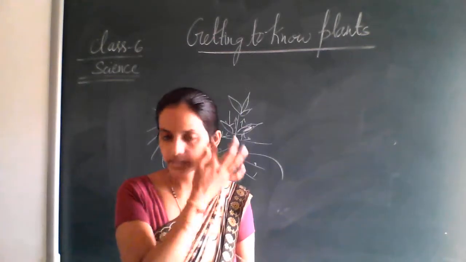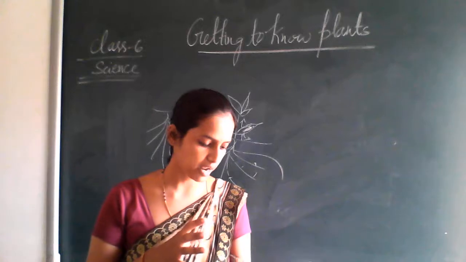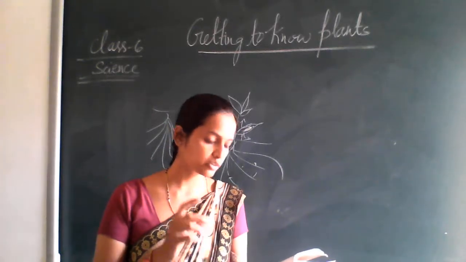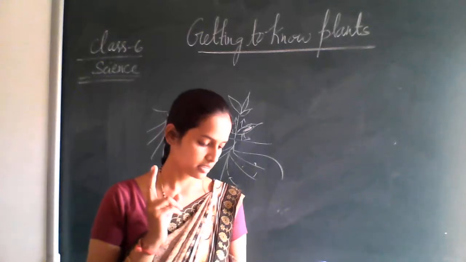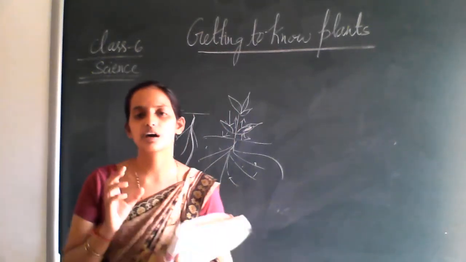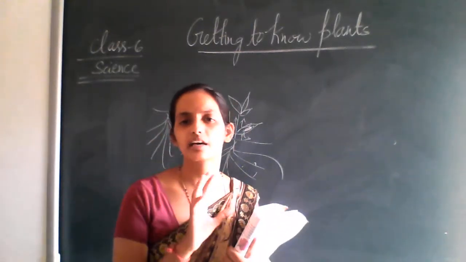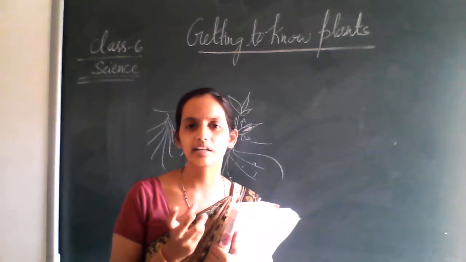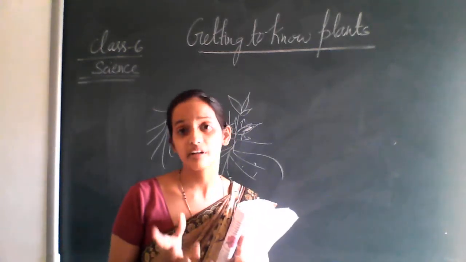So have you seen these plants whose names they have given, right? Grasses, wheat, then maize, mango, guava. The flowers of these plants are very small and they are not colorful, or they are white in color usually, right? So they are not very attractive.